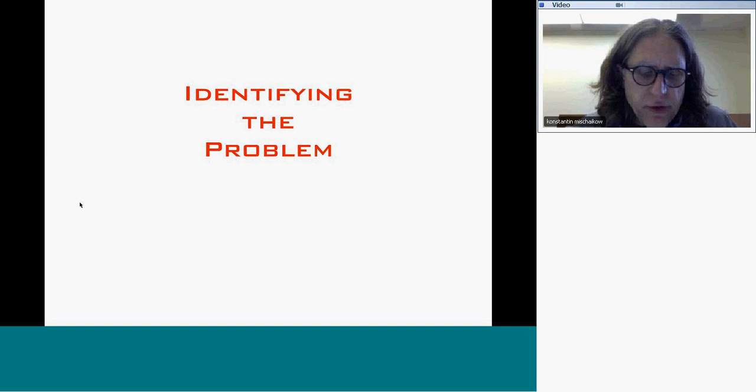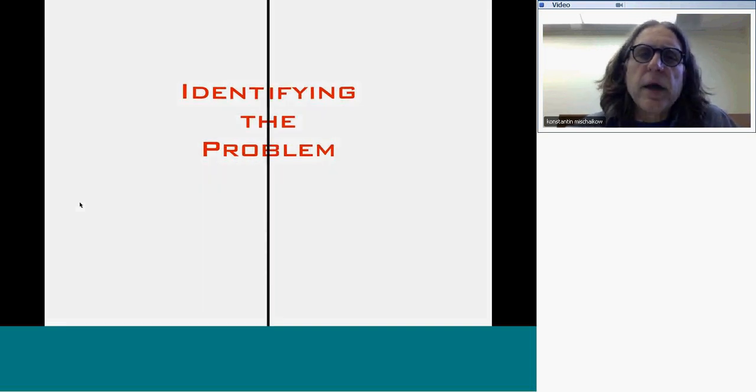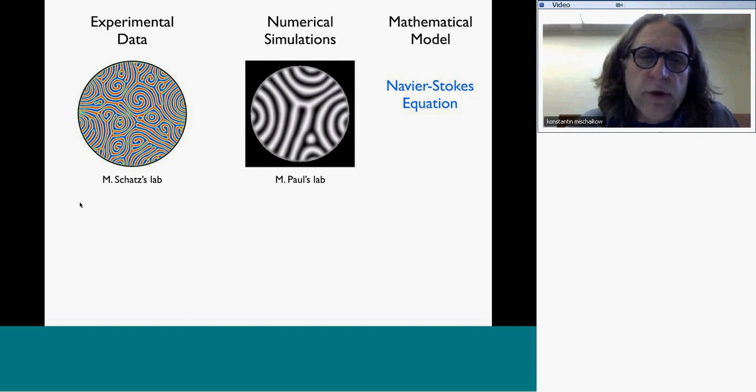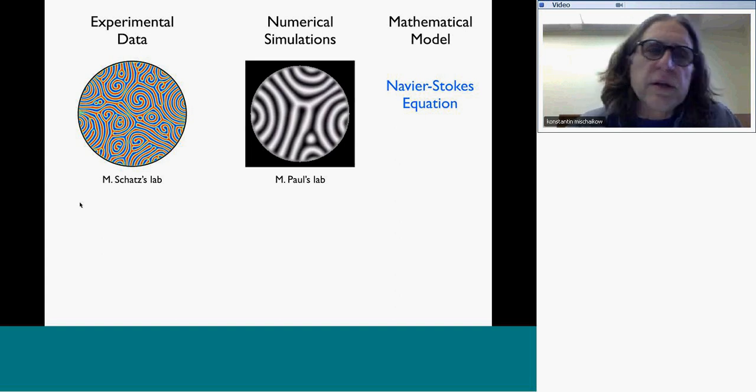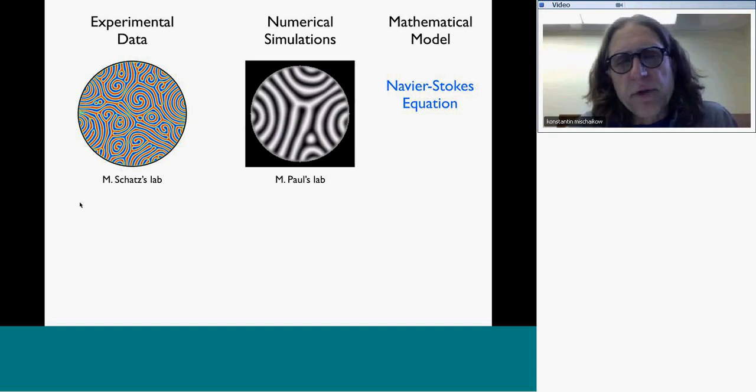I'd like to talk about one that we're working on right now, and that is a project that I have with Mike Schatz and Mark Paul. Mike, again, is at Georgia Tech, and Mark is at Virginia Tech. So you have this Rayleigh-Benard convection experiment that's taking place. Here is MATLAB rendering the image at a higher resolution than the one that I showed you earlier.